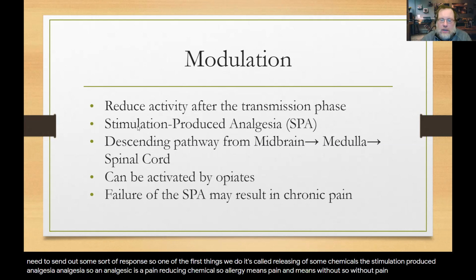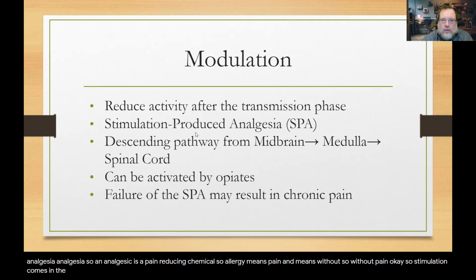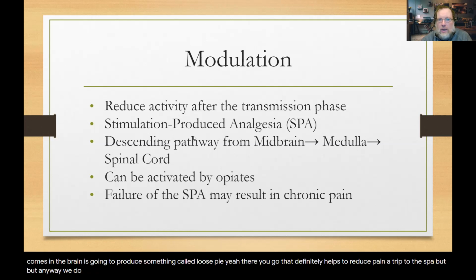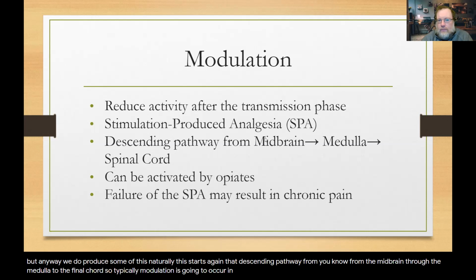So stimulation comes in, and the brain is going to produce something called SPA. Yeah, there you go. That definitely helps to reduce pain. A trip to the spa. But anyway, we do produce some of this naturally. This starts that descending pathway from the midbrain through the medulla to the spinal cord. So typically modulation is going to occur in that area.